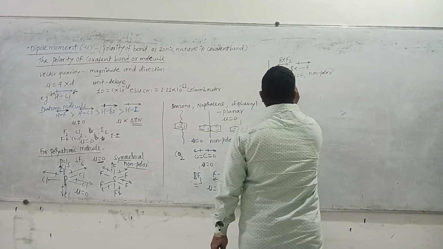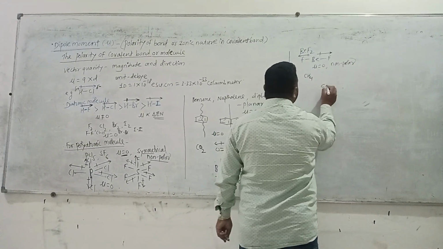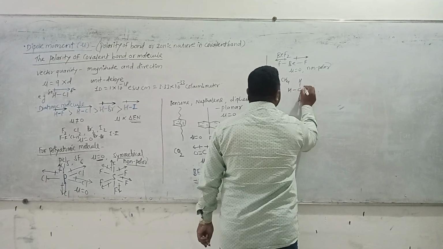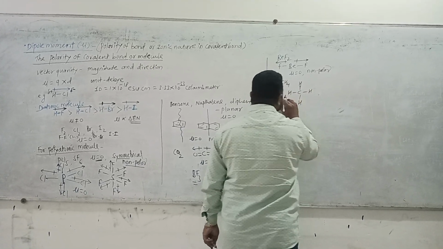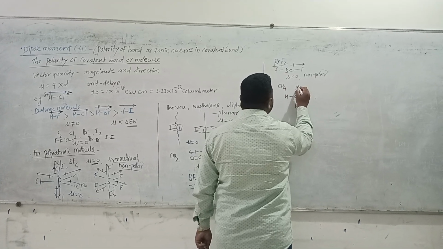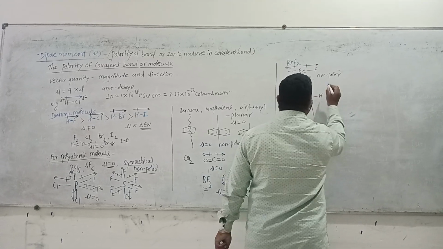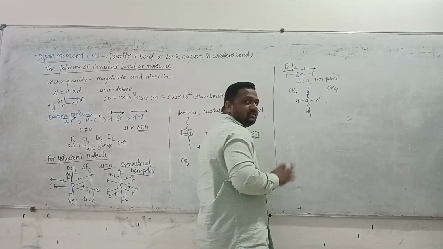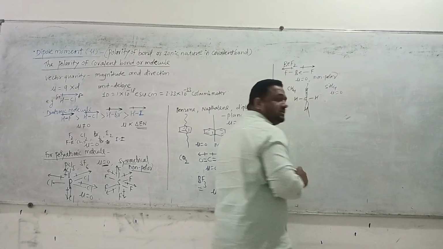Then again you take the CH4 molecule, carbon and hydrogen. Carbon is more electronegative. The CH4 molecule is also a symmetrical molecule. It can be cut into two equal parts. Like this, CH4 also can be cut into two equal parts, having a dipole moment value of 0.